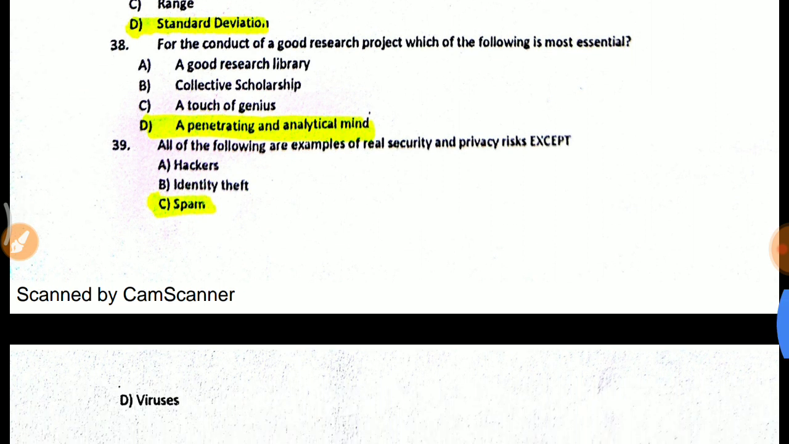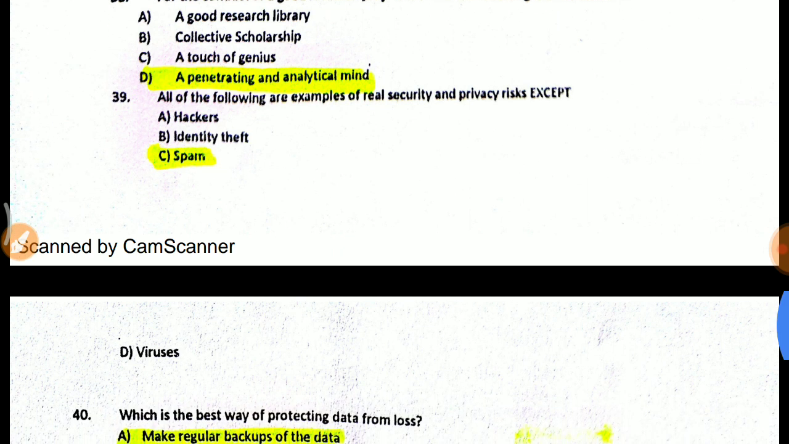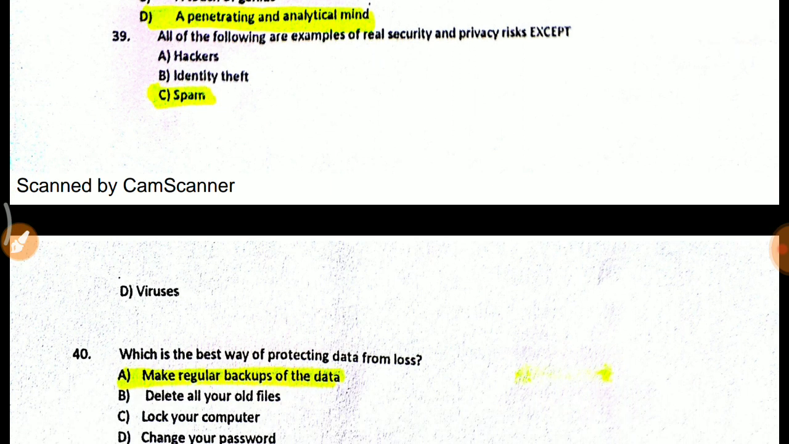Okay. Next question. All of the following are examples of real security and privacy risks, except. So, the question is asking which one is not an example of real security and privacy risks. From the given options: hackers, identity theft, spam, virus. The answer is spam.